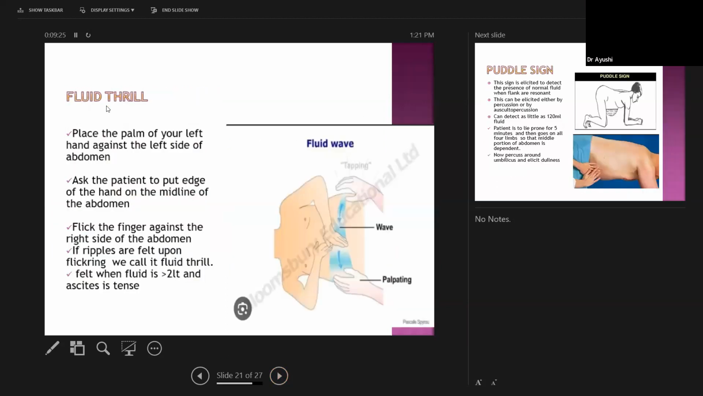Now, fluid thrill. Fluid thrill is felt when more than 2 liters of fluid is present or the ascites is tense. We have to place the palm of the left hand against the left side of the abdomen. We can ask the patient to put the edge of the hand on the midline of the abdomen. Now we can flick the finger against the right side of the abdomen. If ripples are felt upon flicking, we call it a fluid thrill, and it indicates that the fluid is more than 2 liters.